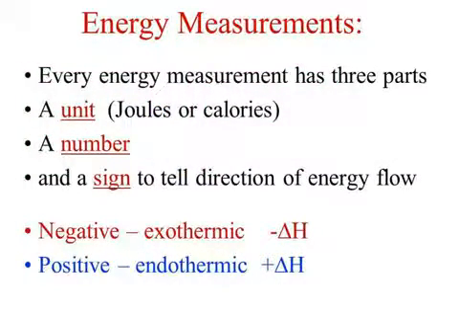Your energy measurement then must have three parts: a unit, joules or calories or kilojoules, a number or value, and a sign to tell the direction of that energy flow. Negative: exothermic. Positive: endothermic.